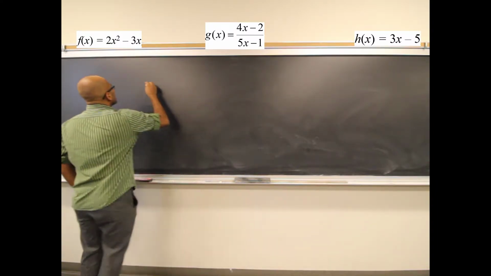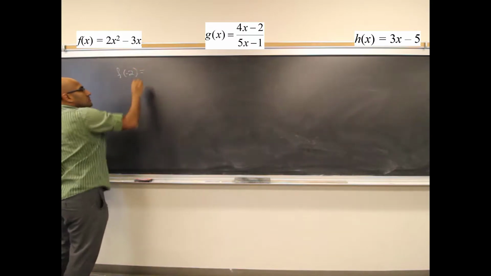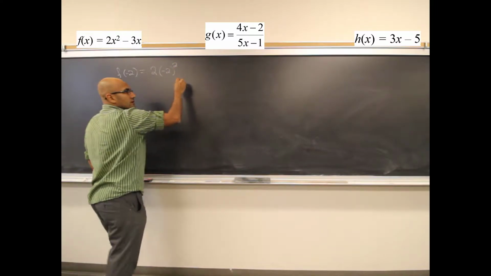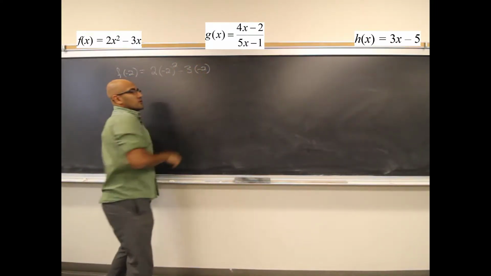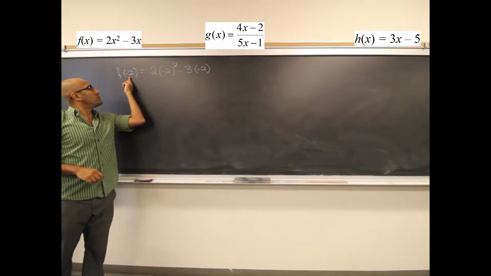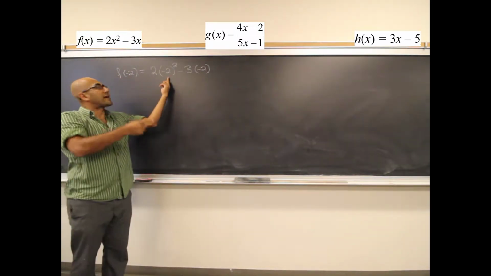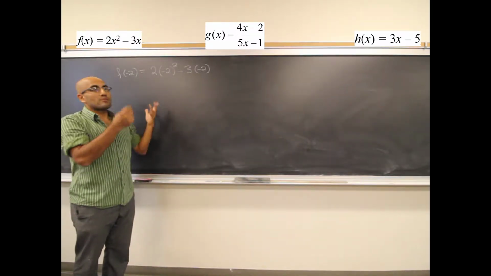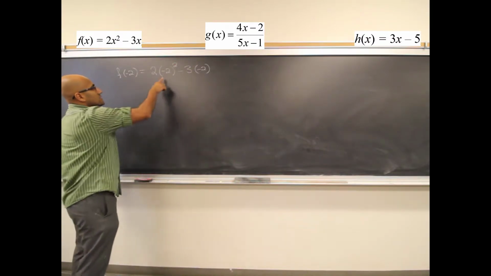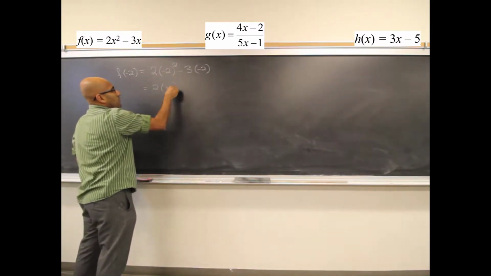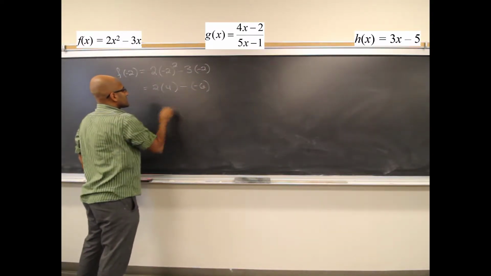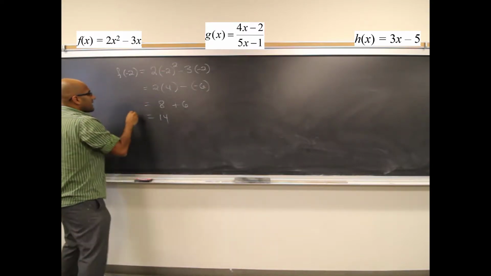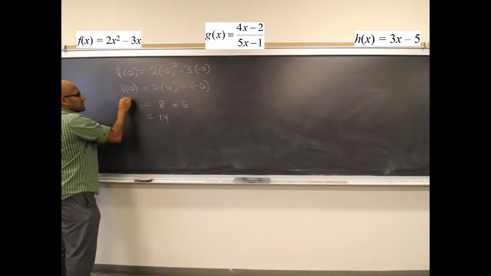So for f of negative 2, I know I'm going to go to the f function, so I'm going to have 2 times negative 2 squared minus 3 times negative 2. The x is given as negative 2, so we go to the function and replace all the x's with negative 2, as many as there are. Here there are 2 of them, there could be more. Then we simplify this, so it turns into 2 times 4 minus negative 6, which gives you 8 plus 6, which gives you 14.